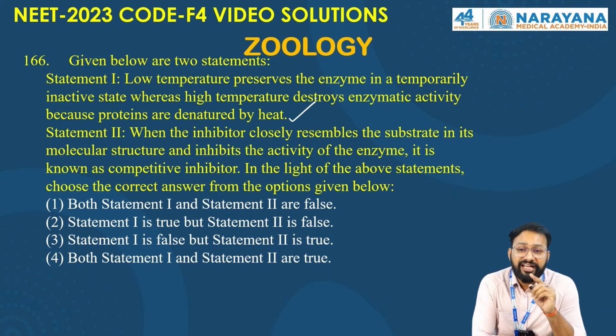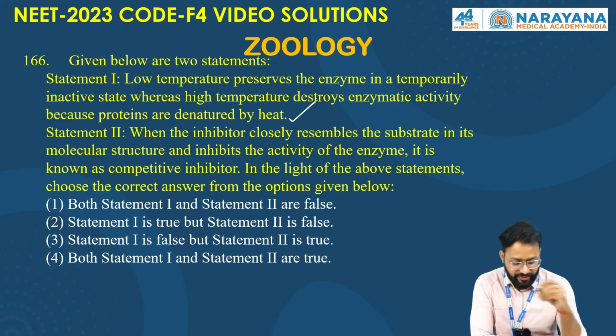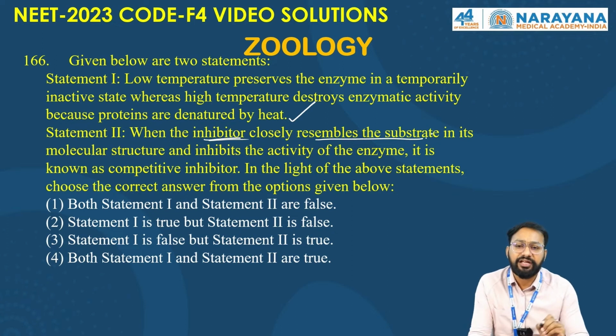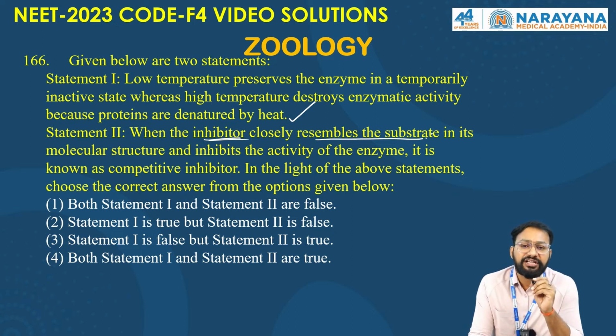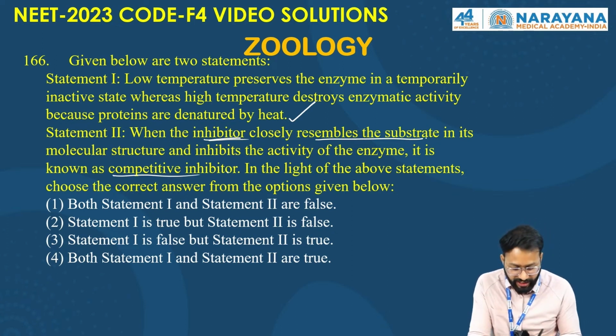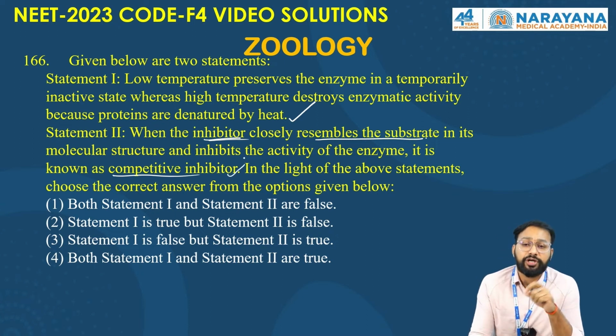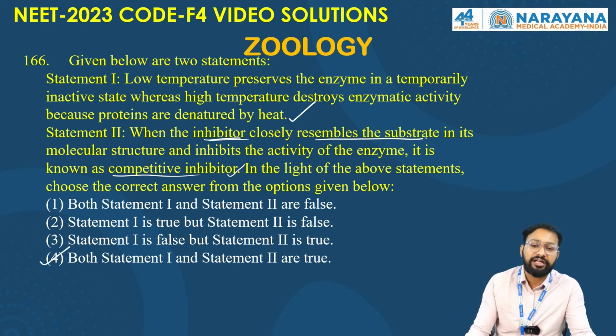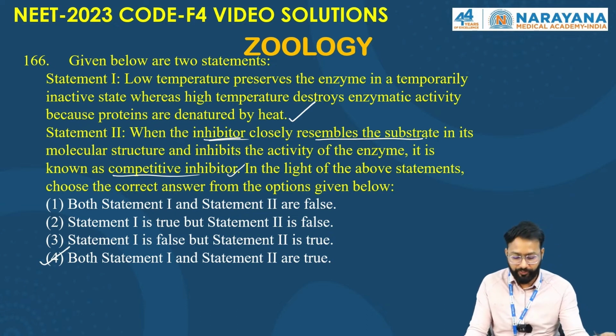Next, if the inhibitor closely resembles the substrate and is competing, it is a type of competitive inhibitor. For example, for succinate dehydrogenase, succinate and malonate, where malonate acts as a competitive inhibitor. So this statement also is correct. So option 4, where both statement 1 and statement 2 are true.